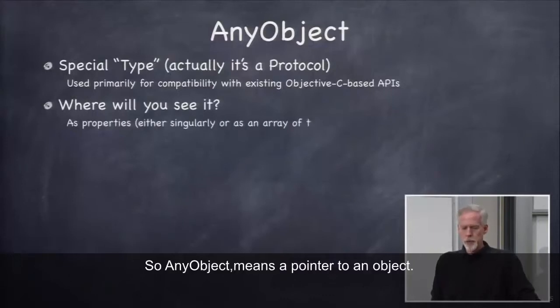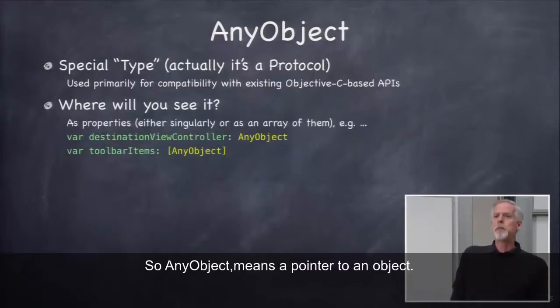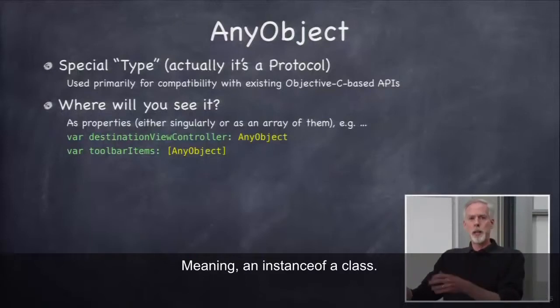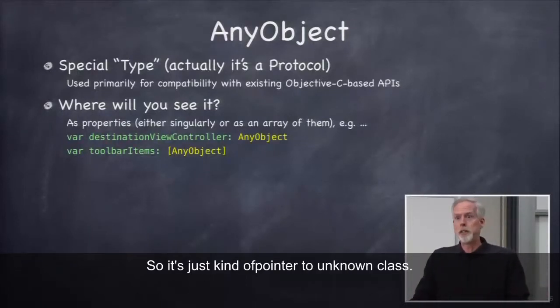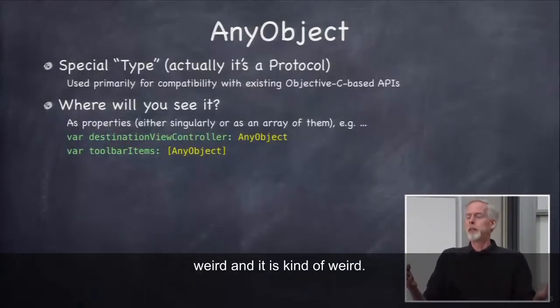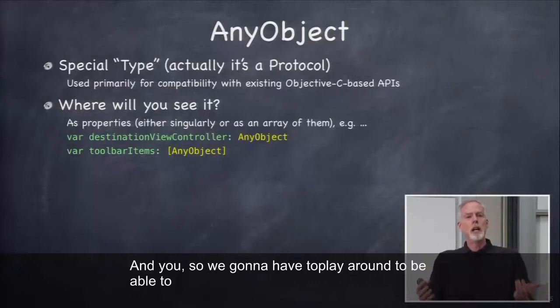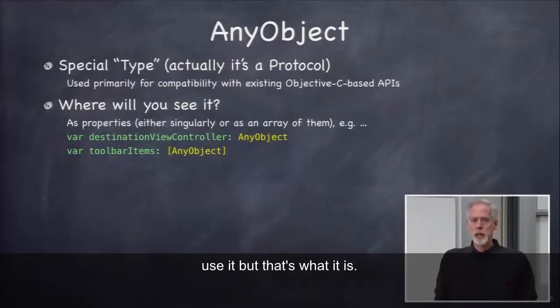Okay, and where will you see it? So AnyObject means a pointer to an object, meaning an instance of a class, okay, that you don't know what the class is. So it's just kind of a pointer to an unknown class, okay, which seems kind of weird, and it is kind of weird. So we're going to have to play around to be able to use it, but that's what it is.